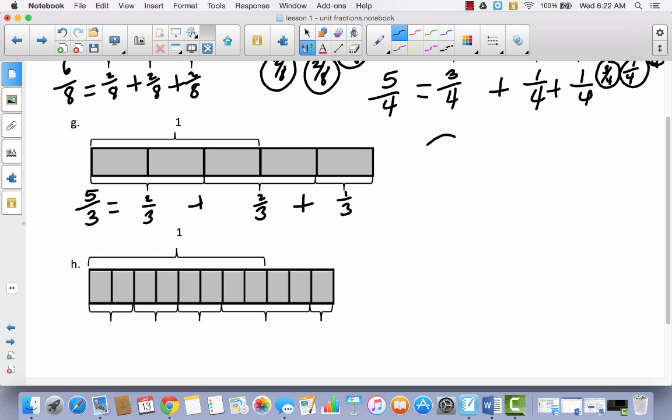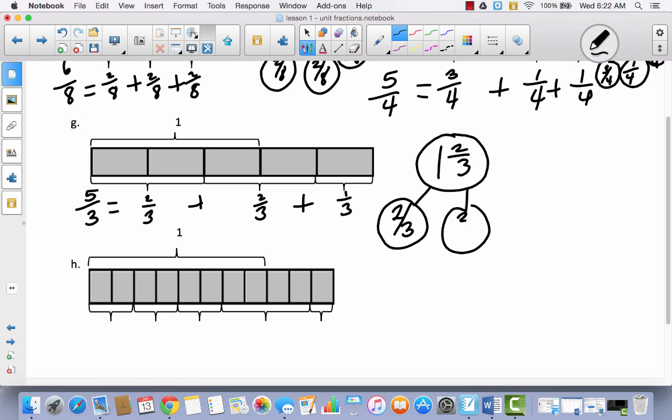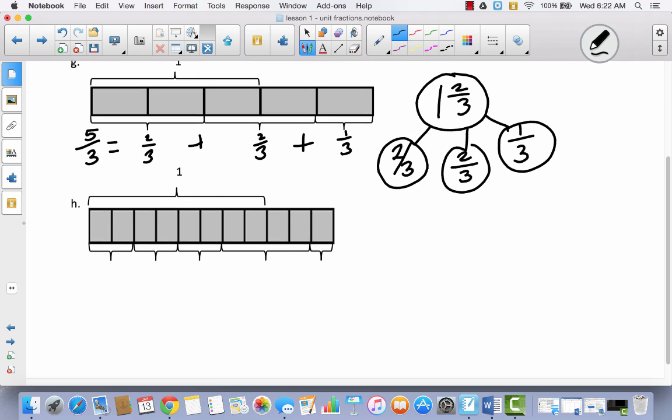All right, so let's do our number bond. Okay, so I'm going to do this as a mixed number. So I actually have 1 and 2/3 all together. And I'm going to decompose that as 2/3, 2/3, and 1/3. Okay? All right, now let's go down and look at the last one.